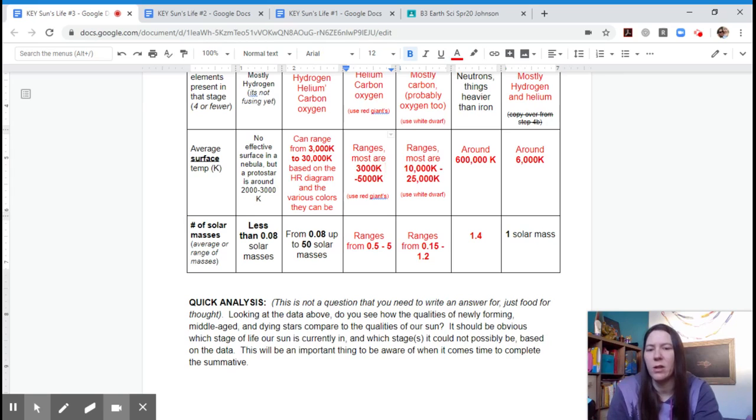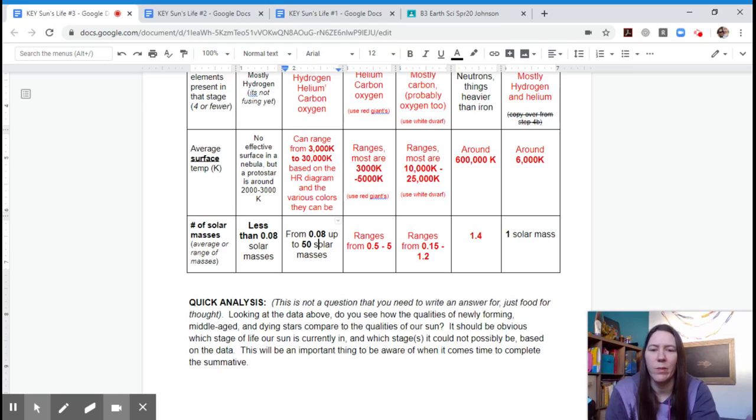And then you can see, again, a huge range of masses for main sequence stars. There is a lower limit. 0.08 is actually a lower limit. If you have a mass of a star that is less than 0.08, it's not actually a star yet. It's probably a protostar. There's not enough mass for it to fuse, which means it can't be a star yet.